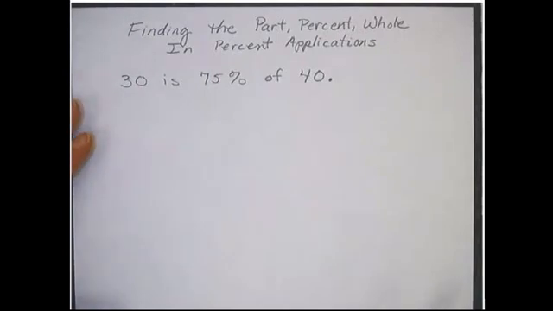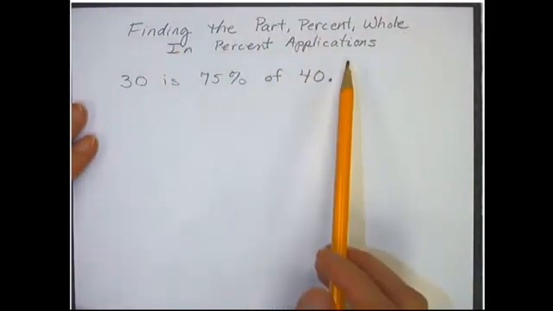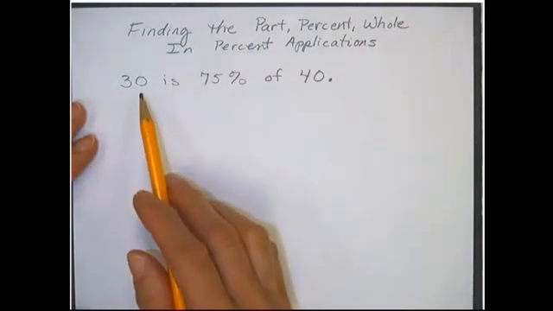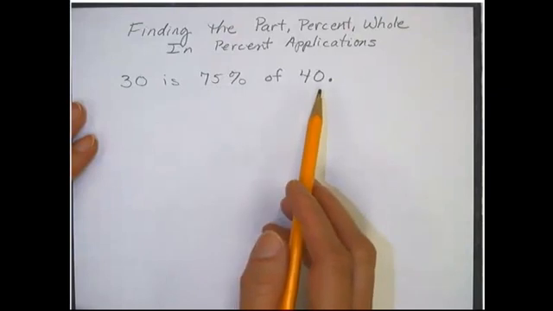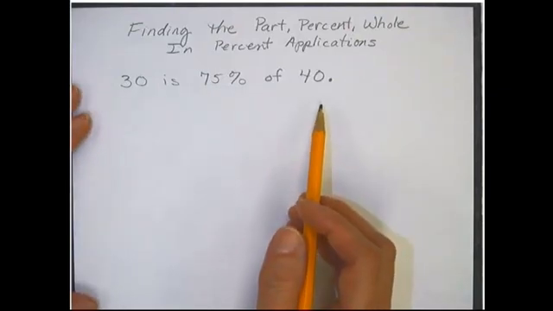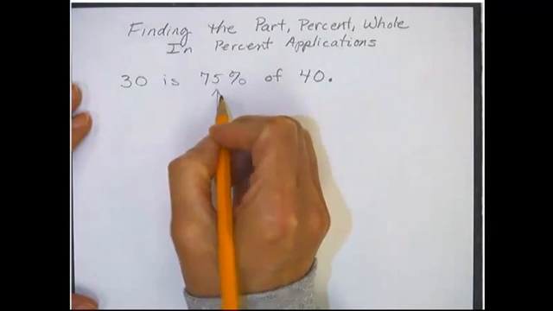This lesson, I would like to experiment with finding the part, the percent, and the whole in percent applications. Looking at a sentence like this where we say that 30 is 75% of 40, there's no calculating to be done here, but what I want to do is try to identify the different components to a typical percent application problem.